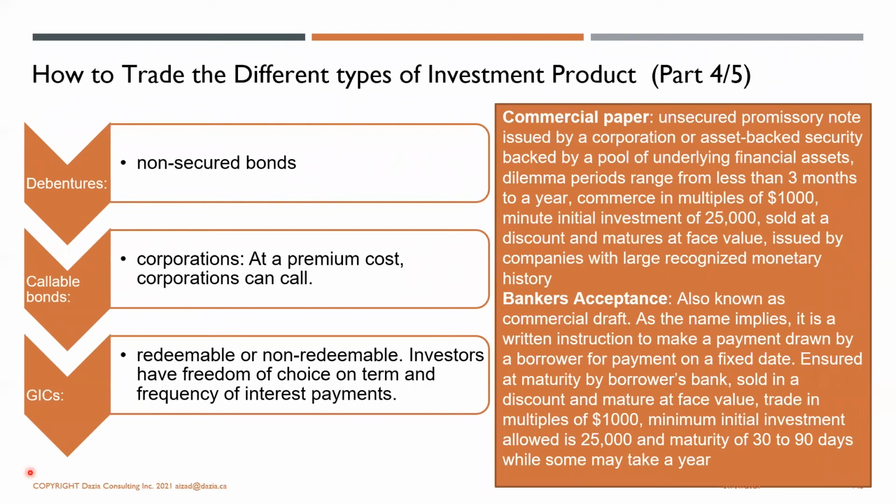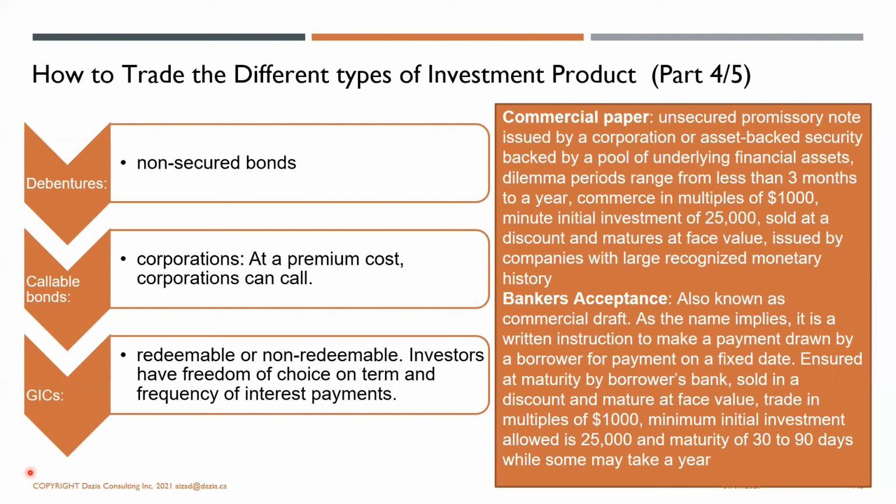And then the debentures are non-secured bonds. So the debentures are non-secured, and the callable bonds, we said, are those which are issued by companies. And if they do call the bond, then they will usually give a little premium, a little bit extra more than what the client had bought it for. And the GICs are also issued by banks. They are redeemable and non-redeemable, and investors have freedom of choice on term and frequency of interest payments.